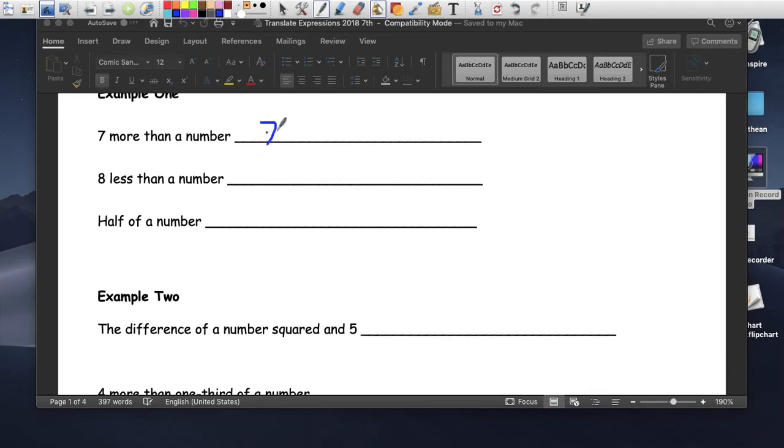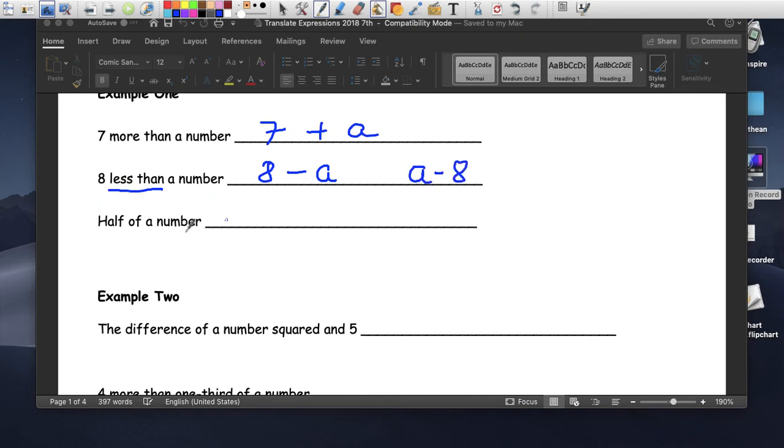Okay. 7 more than a number. Again, 7 is 7. More than is addition, and for the number I'm just going to change it to a. 8 less than a number, and again, it's 8. Less than is subtraction, and a number is n. But this is a turnaround, right? So this eventually becomes n minus 8.